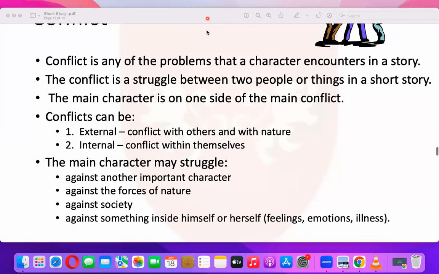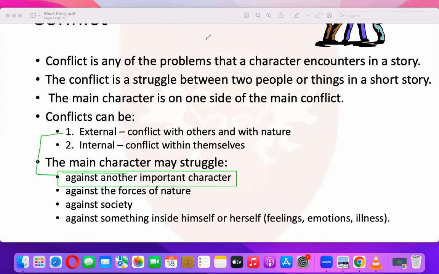So let's have a quick look at these types. So we have these. This first one, against another important character. What is this? Is it internal or external? What do you think? Which one? Against another important character? It is a conflict, but conflict external. External, very good.